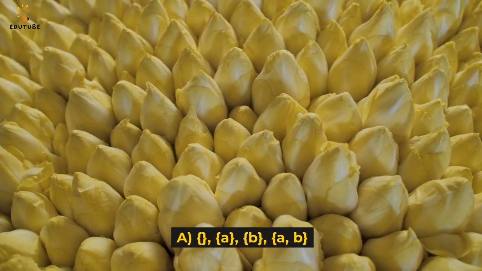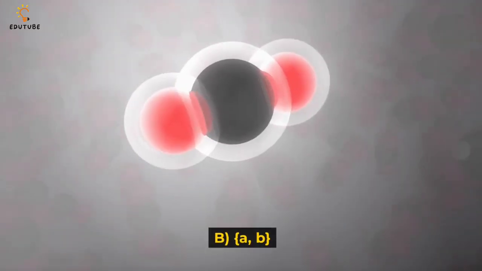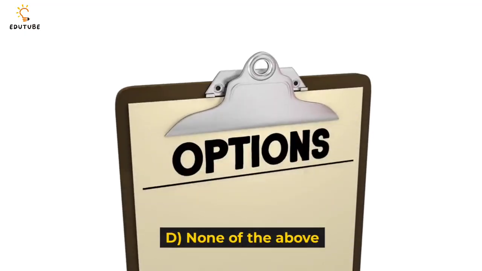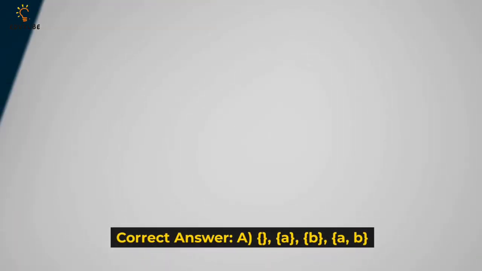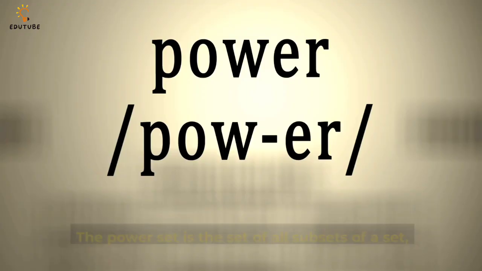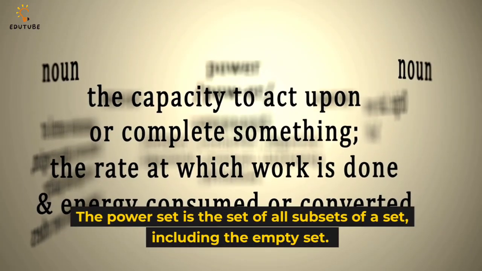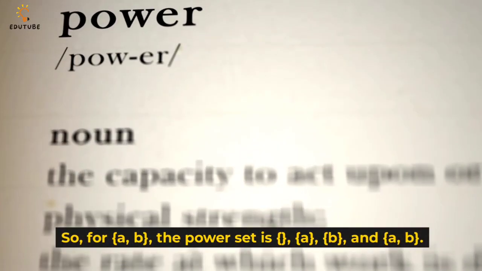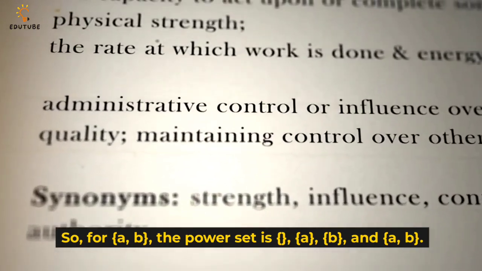A, B, A, B, B, A, B, C, A, B, C, D. None of the above, correct answer: A, B, A, B. Explanation. The power set is the set of all subsets of a set, including the empty set. So, for {A, B}, the power set is {}, {A}, {B}, and {A, B}.